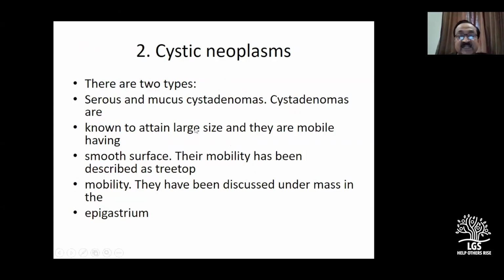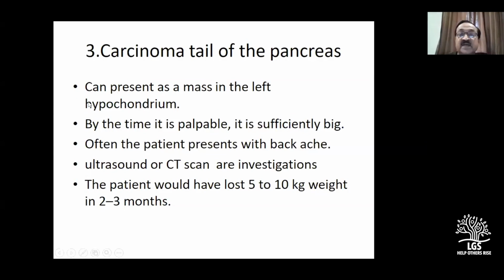So they can attain a large size. The mobility has been described as tree-top mobility, which I have discussed with you. So for the tail of the pancreas, three pathologies you suspect as a surgeon. One, pseudocyst of the pancreas. Second, cystadenoma. And the third, carcinoma of the tail of the pancreas. This is nothing but a carcinoma pancreas, but arising in the region of the tail of the pancreas.